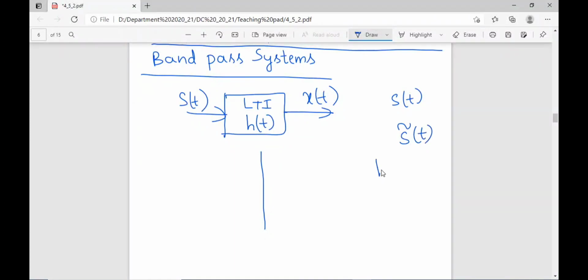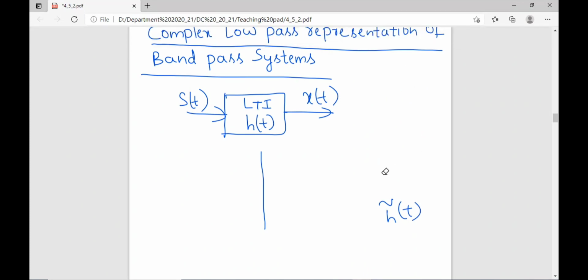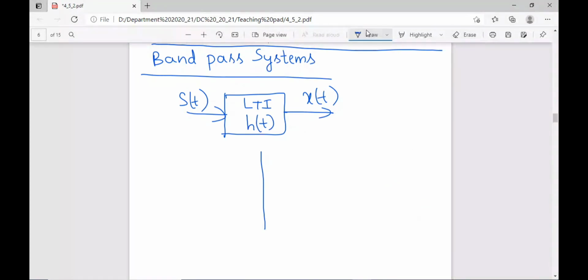The system function is given by h of t, and it is said to be the impulse response of the system. So this h of t, I need to find h tilde of t. That's what we are doing here. Hope it is clear. So how we are going to find that, we'll see now.